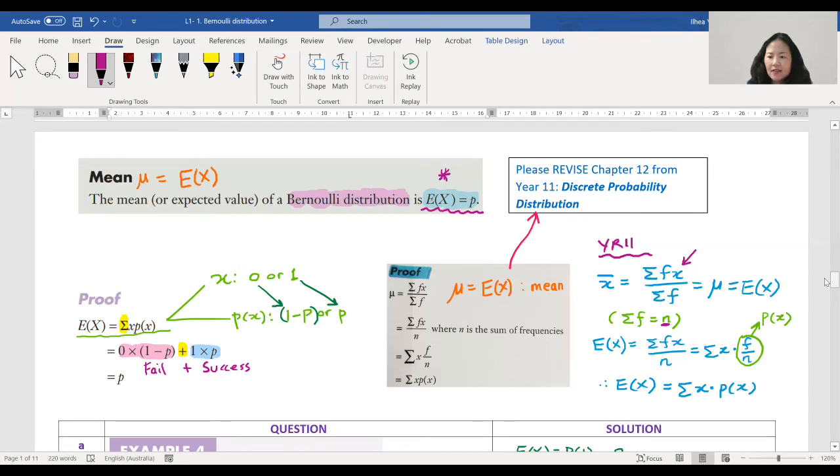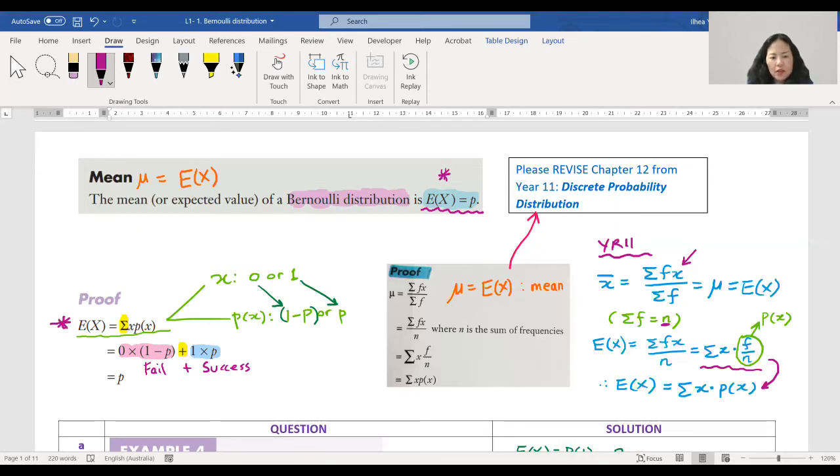Okay, that can actually be converted into a sum of x times f over n. And the f over n is actually probability, because you're choosing a special event out of a whole event. That's a probability. So in terms of P of X, E of X equals the sum of x times P of X. That was assumed knowledge, right there.